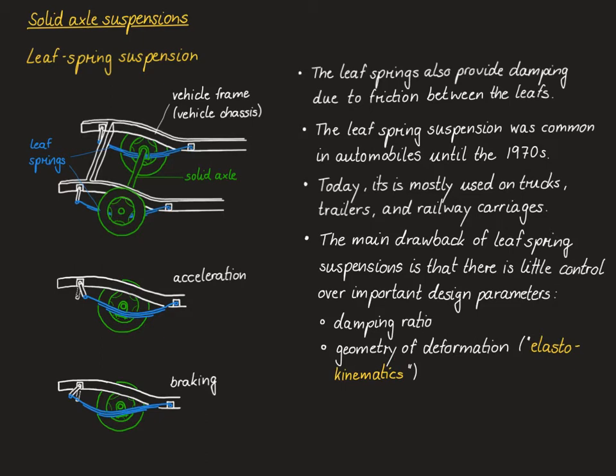This fact is illustrated by the two figures on the left-hand side. In the upper one, the solid axle is used for acceleration of the vehicle, and in the lower one, the solid axle is used for braking of the vehicle. In both cases, of course, there will be a deformation of the leaf spring into a shape that's similar to an S. However, as you can see, there's very little control over how exactly the leaf spring will deform, and hence over the elastokinematics of the suspension.